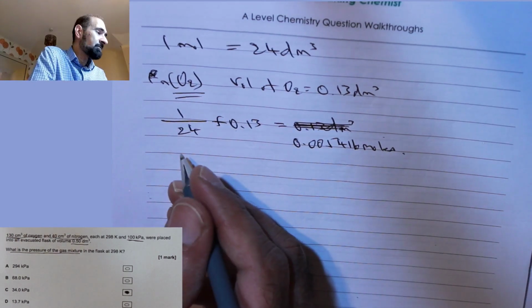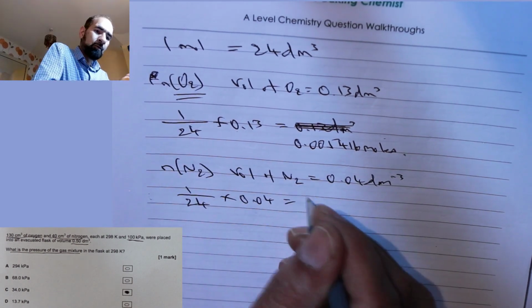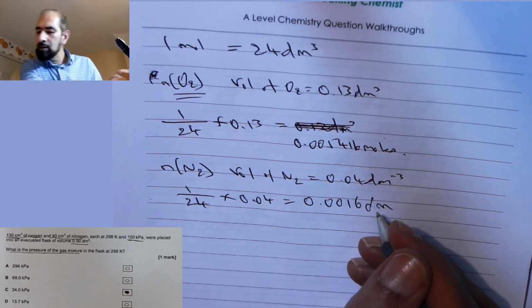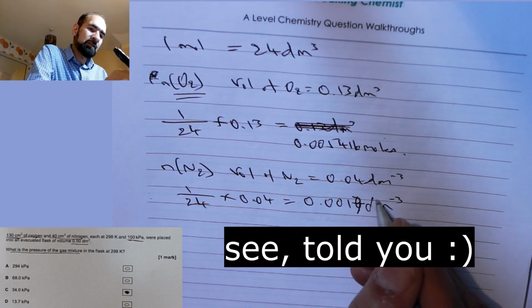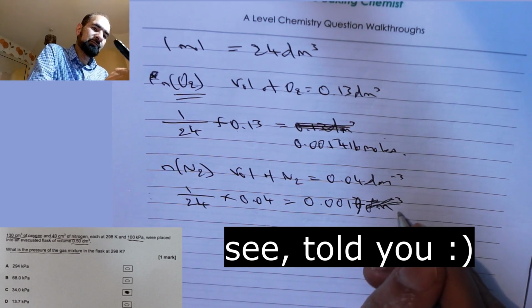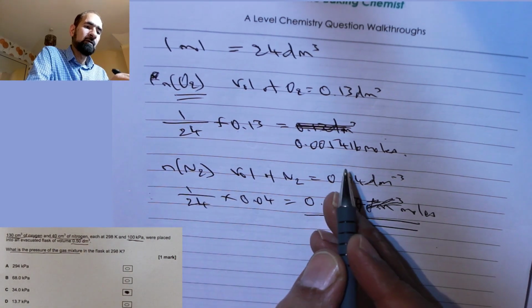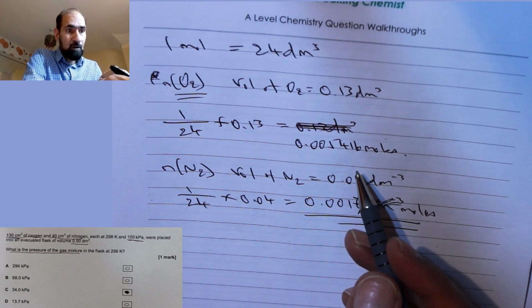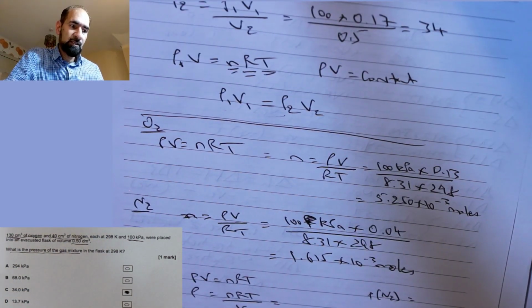In a similar way, I'm now going to find moles of nitrogen. It's 0.0016, and this is actually 6 recurring, so I'm going to put it to 7. Sorry, that's not decimeters cubed, that's moles. So I've got the moles of nitrogen and the moles of oxygen. Remember what I'm trying to do: find the moles, and then transfer these moles into my pressure equation.